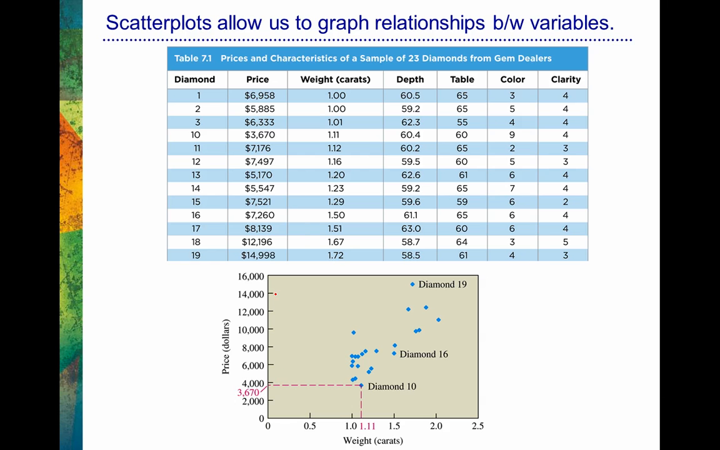So as weights are increasing, price is increasing. By just looking at this scatter plot, I'm seeing a positive correlation, and I'm actually seeing a relatively strong positive correlation. Let's look at a couple examples so that you can better detect what I'm able to detect.